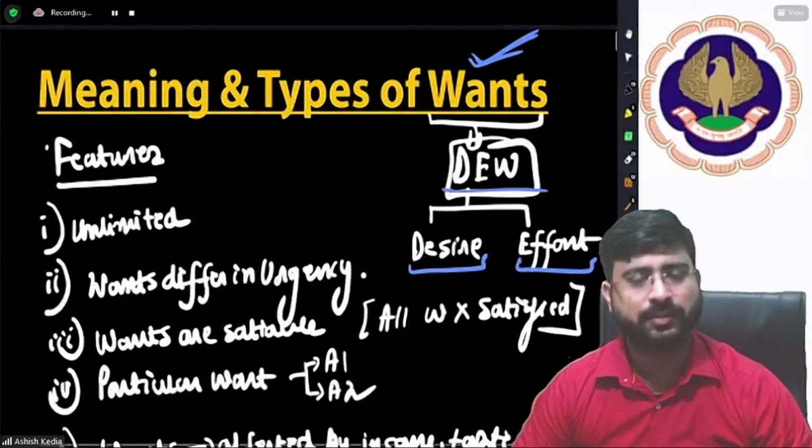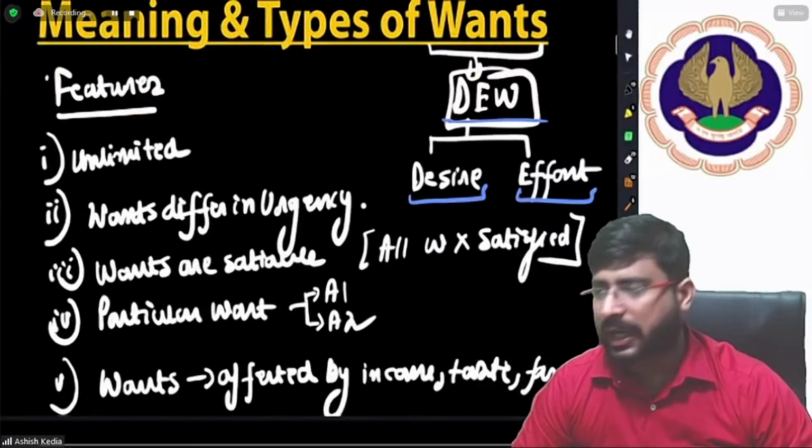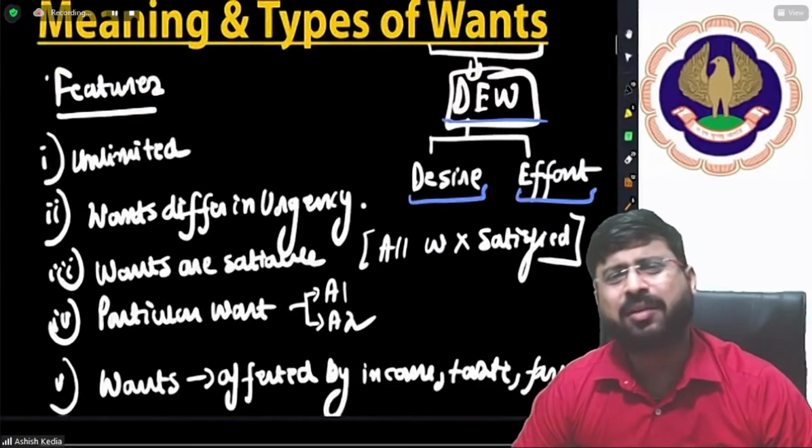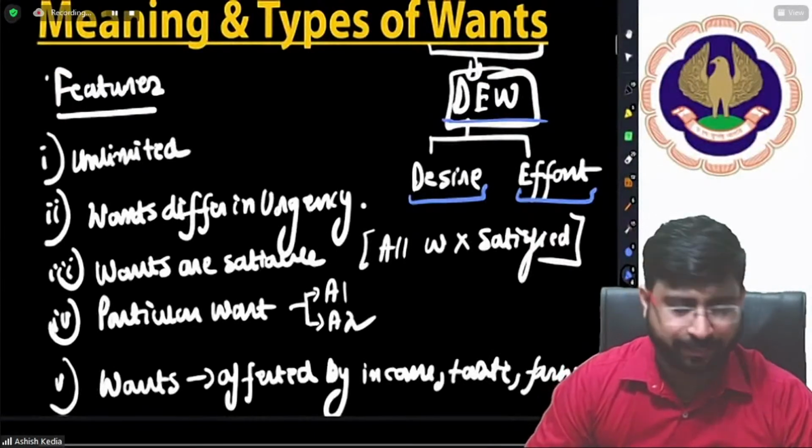Sir, we have understood, sir. Moving on. Now, what are the features of human wants? There are many features that a human want has. Let's understand some of them.